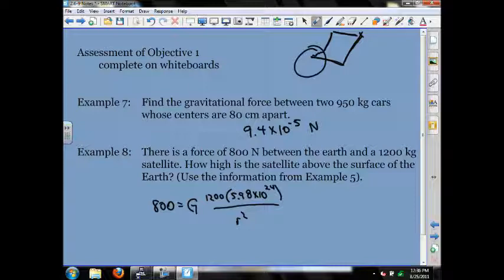What do we get for the final answer? 1.8 times 10 to the 7th meters is correct. That is really far. 18 million meters. That's really far.